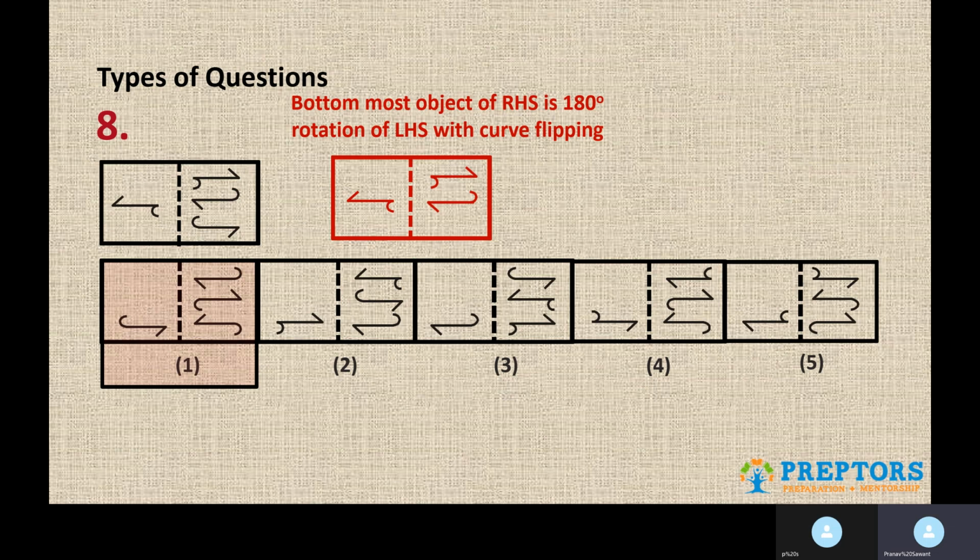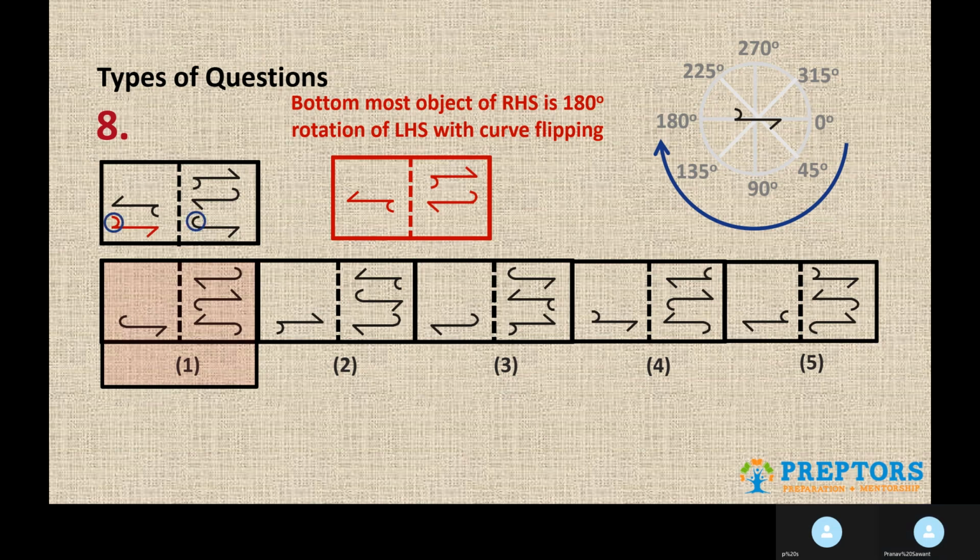The bottommost object on the right hand side is a 180-degree rotation of the left hand side with curve flipping. Now it will look like this and the curve will flip. So it is following for all, but we have already got the answer, so that is option 1.